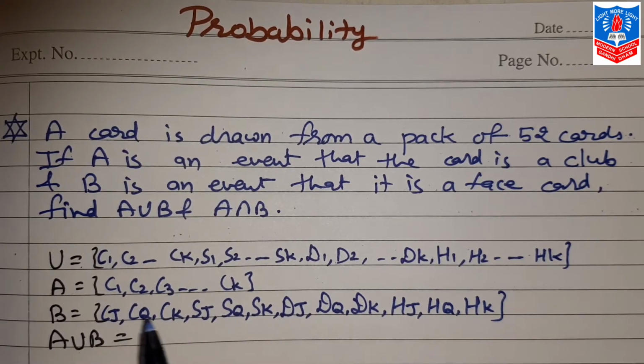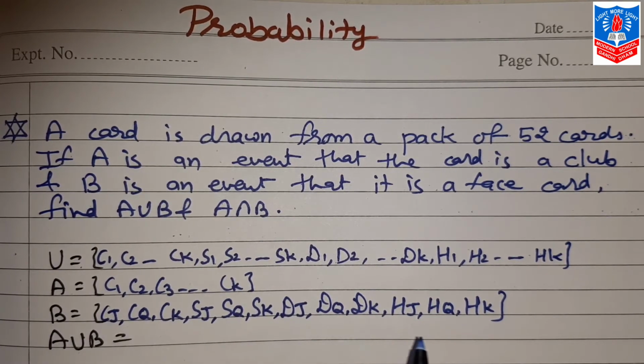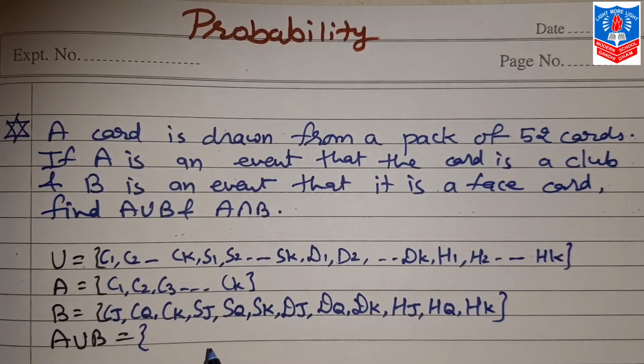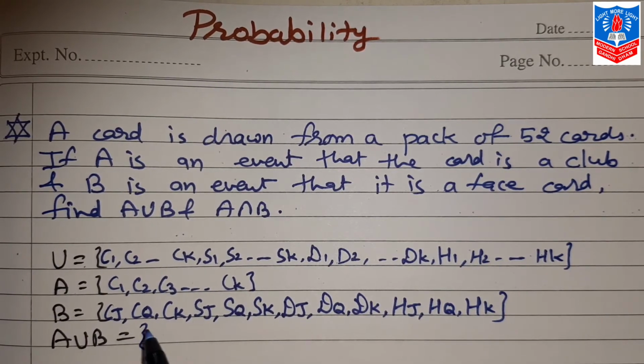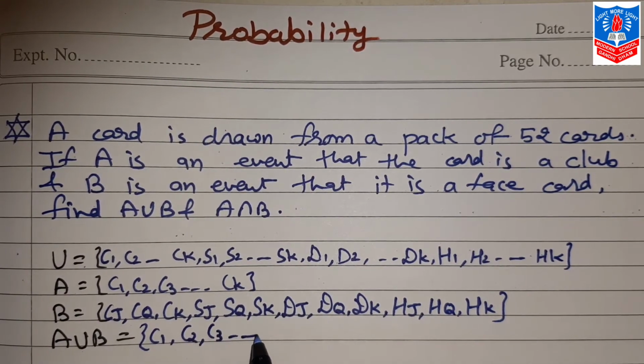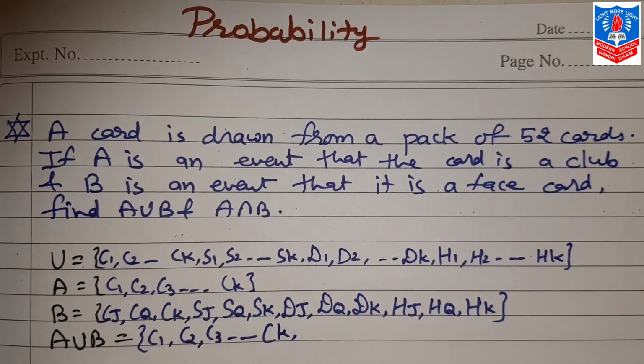Now we know very well A as well as B. Total cards whichever are here, all those cards we will write as A union B. Only those which are repeated, we write once only. Now see, first it starts with A event, club of number 1 to king card. So all these cards obviously will be here, we write this way only.